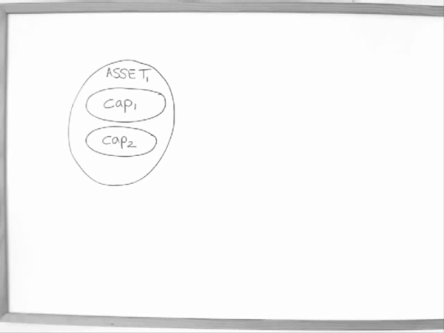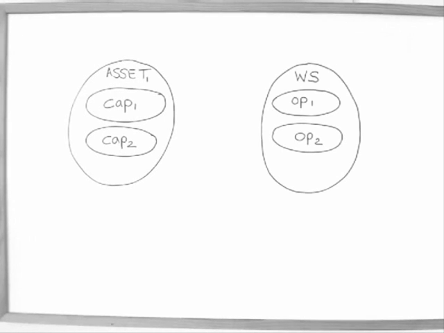Well, we know about assets and capabilities being functions. What about web services and operations? They look similar, don't they? Are they the same? Well, they're exactly the same. A web service is an asset and an operation is a capability.